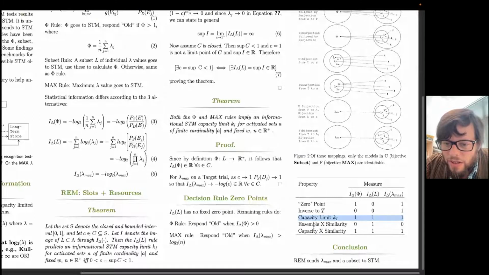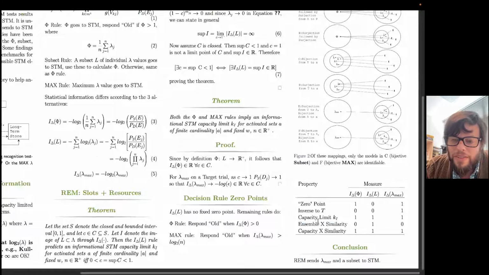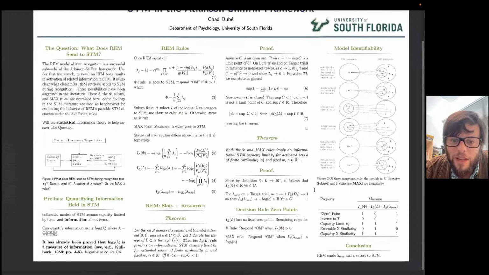The capacity limit holds in all three for the information part of this, and that's directly linked to resolution, as we showed in REM. And this is what I just mentioned. So basically, if you look at these three columns, if you had to pick a winner, you'd probably pick the max rule. But really, to cover all your bases, the winning combo is the conclusion right here, which is that REM, SEM, the maximum lambda value as well as a subset of lambdas, go to short-term memory. That would be my preliminary answer to the question. But of course, we all know that this stuff can change and there's a lot more to be done.